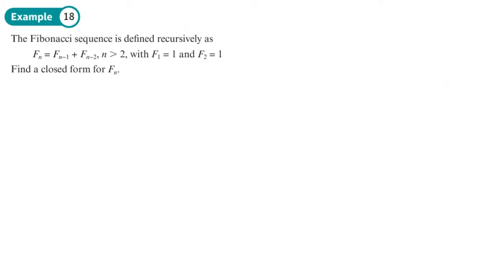So here we've got the Fibonacci sequence, which is defined recursively. Don't let that confuse you. This basically means it's a recurrence relation, and it gives us the recurrence relationship here with some initial conditions, and it says find a closed form. Again, don't let that confuse you. That basically means that we want to find a solution.